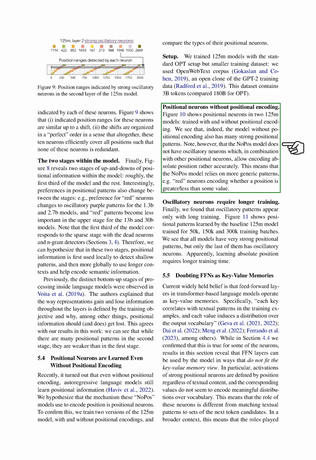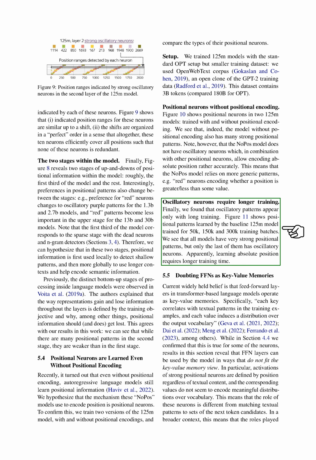Our findings showed that the model without positional encoding also exhibited strong positional patterns. However, it lacked oscillatory neurons, which, when combined with other positional neurons, allow for more accurate encoding of absolute position. This suggests that the no-pos model relies on more generic patterns, such as neurons that encode whether a position is greater or less than a certain value. We also found that oscillatory patterns only emerge with extended training. We trained the baseline model with 125 million parameters for 50,000, 150,000, and 300,000 training batches. All models exhibited strong positional patterns, but only the last one developed oscillatory neurons. This indicates that learning absolute position requires more training time.